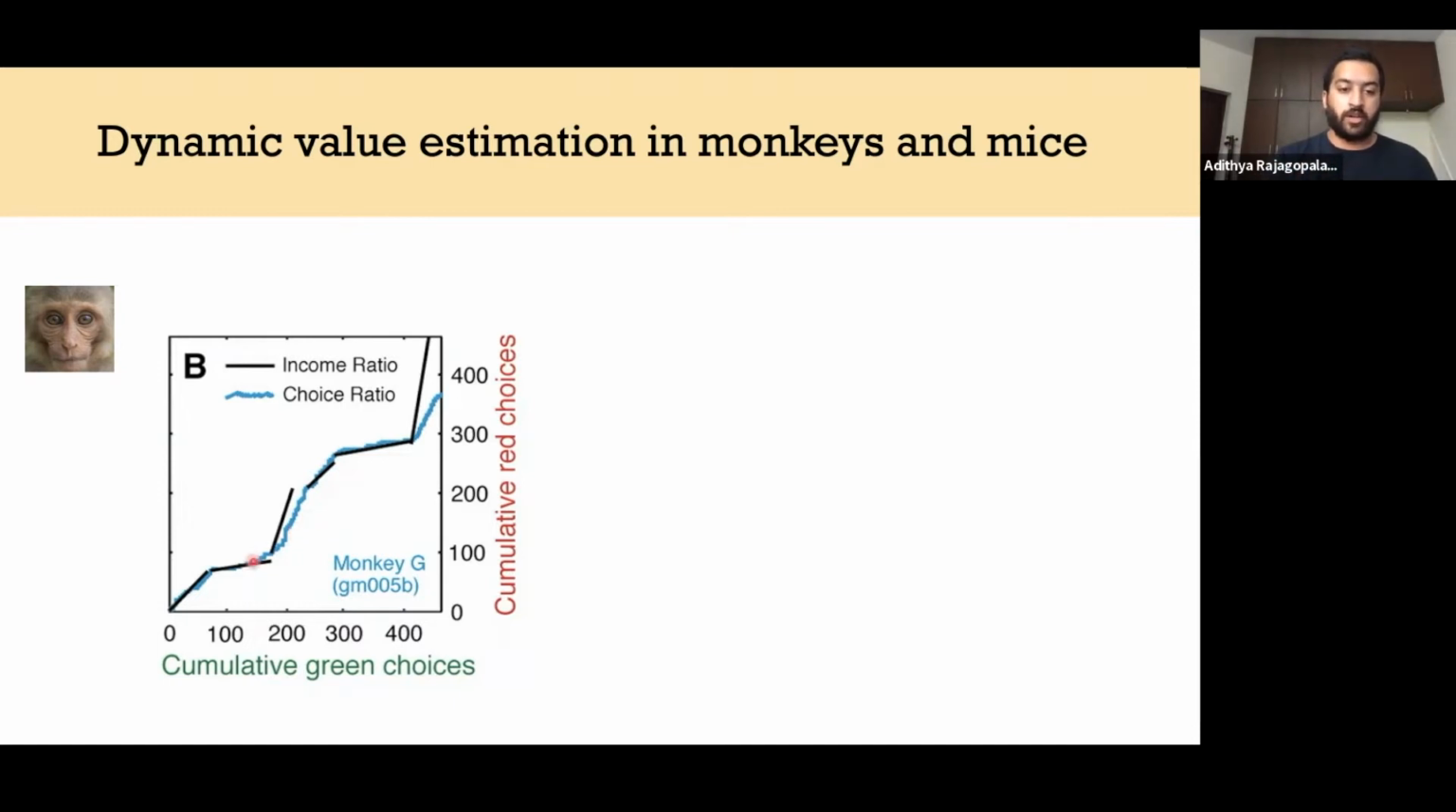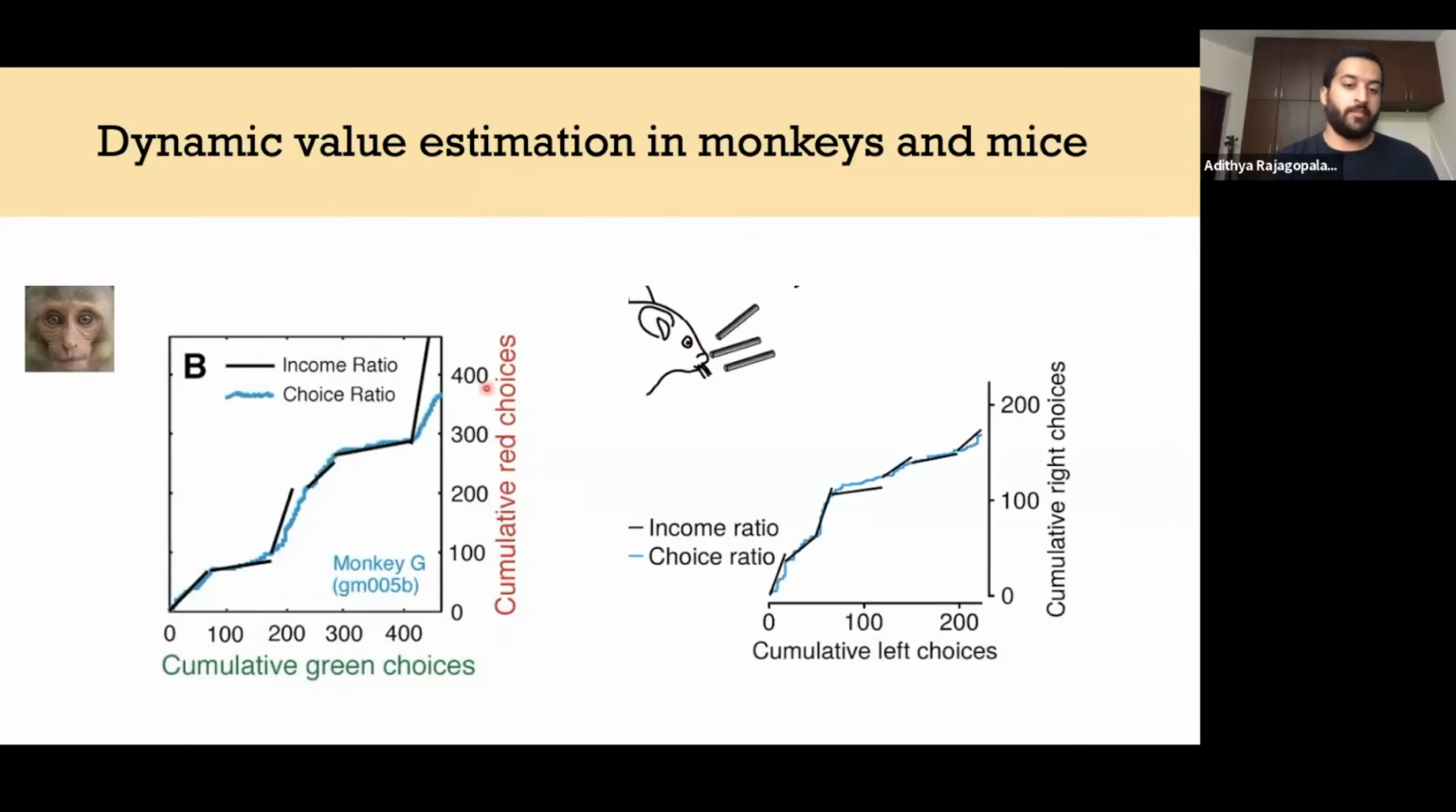So in this example, in this block of trials, the animal receives a reward from green much more often than it receives a reward from red. And it also chooses green equally more often than it chooses red. And similarly, mice also show this kind of matching behavior.